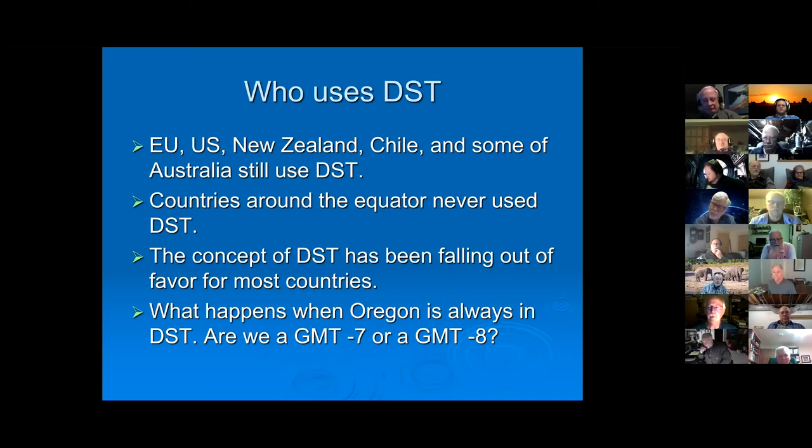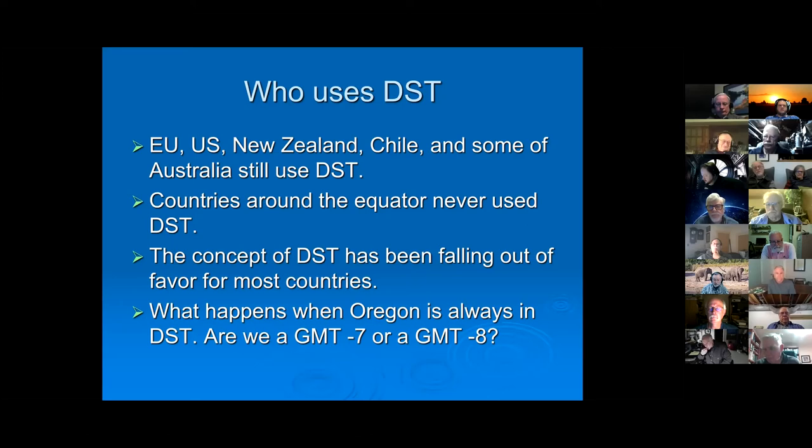Daylight savings time has been slowly falling out of favor in a lot of countries. Russia has scrapped it, and they're a northern country. More and more places are throwing it away. I know Oregon has voted to scrap it, and I think Washington has too. We're waiting on California to scrap the concept of daylight savings time. We really don't like it.